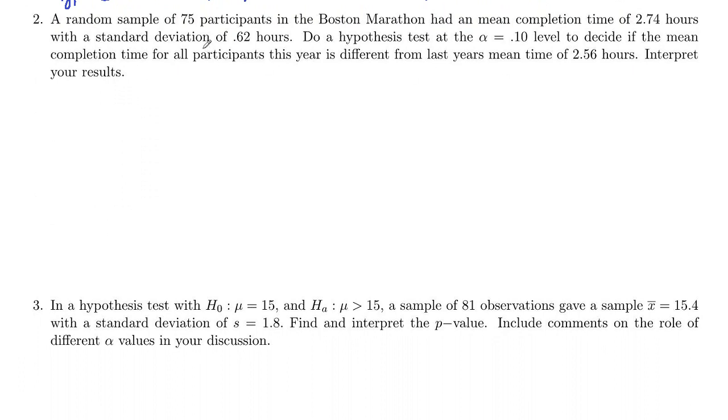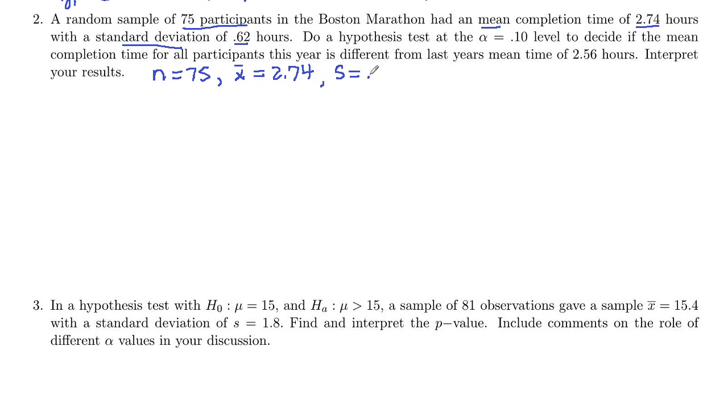And number 2 here, we have a random sample of 75 participants. That's going to be our sample size. So n is equal to 75. In the Boston Marathon, they had a mean completion time of 2.74 hours, with a standard deviation of 0.62. So the 75 participants, that's going to be a sample. So the mean of 2.74 is going to be an X bar sample mean. And then the standard deviation, 0.62, is going to be S.